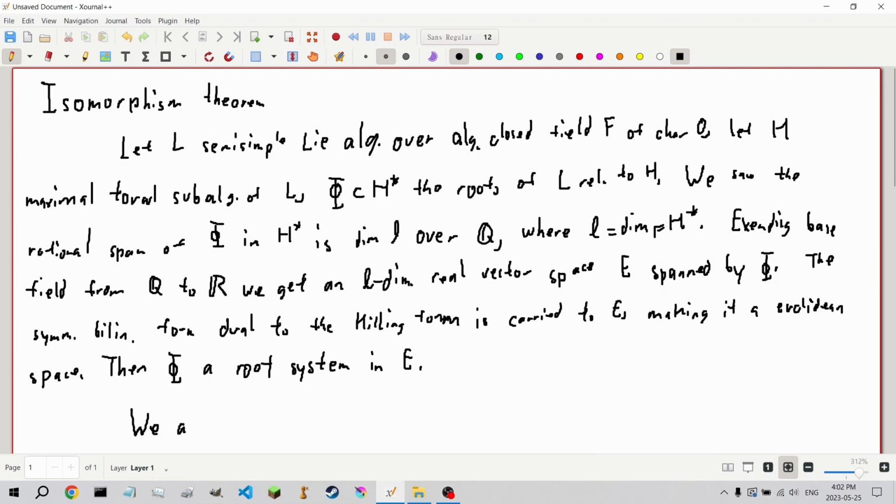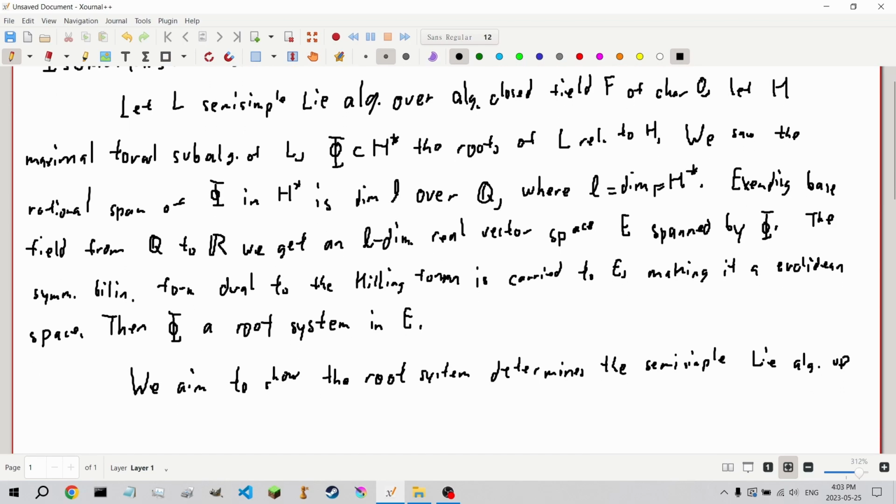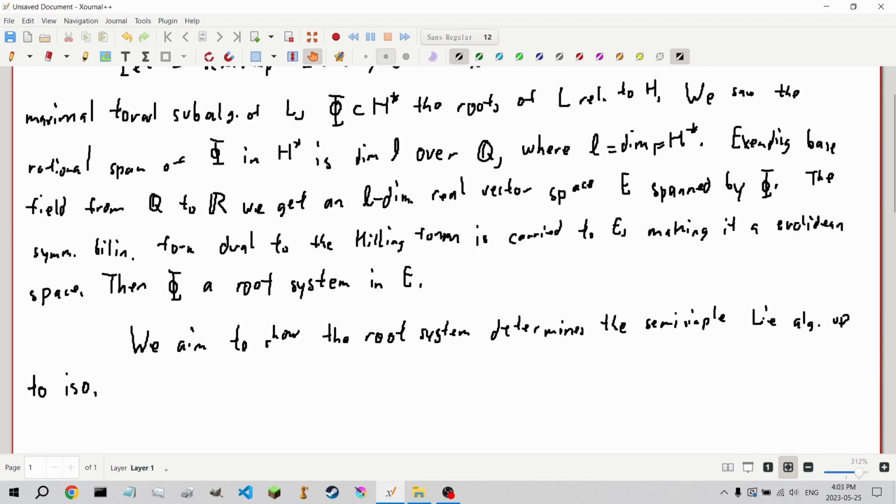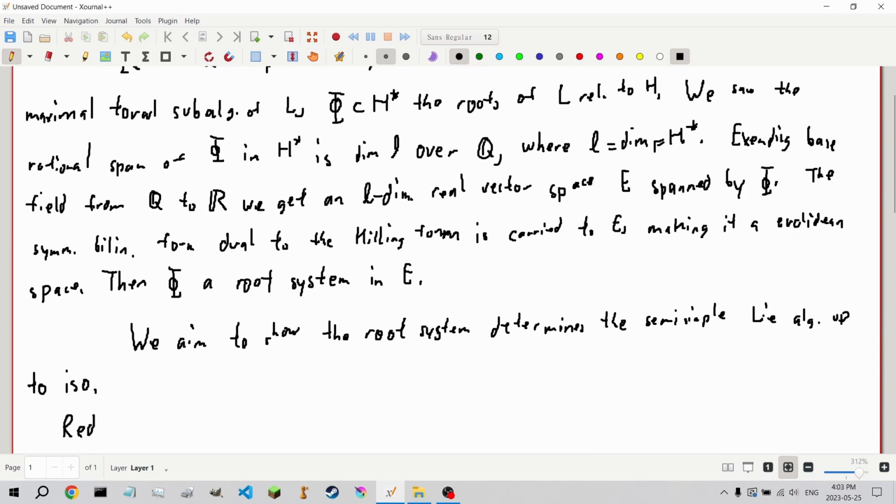We aim to show that the root system determines the semi-simple Lie algebra up to isomorphism. So if two semi-simple Lie algebras have the same root system, they have to be isomorphic. First off, a reduction to the simple case.